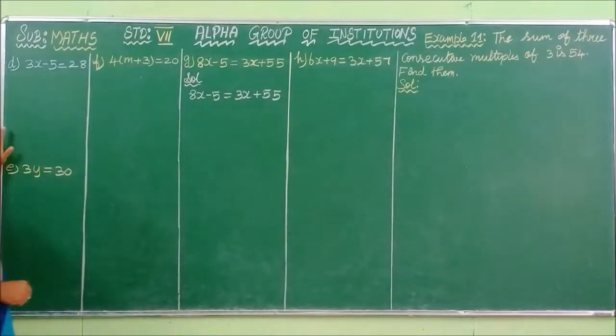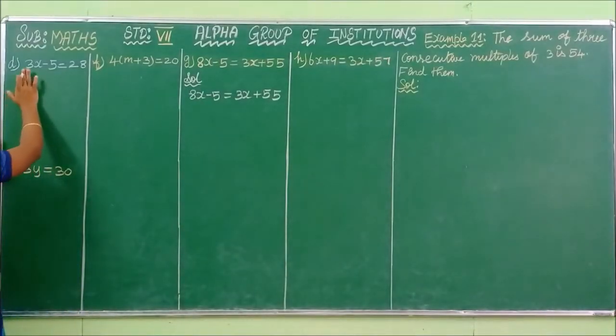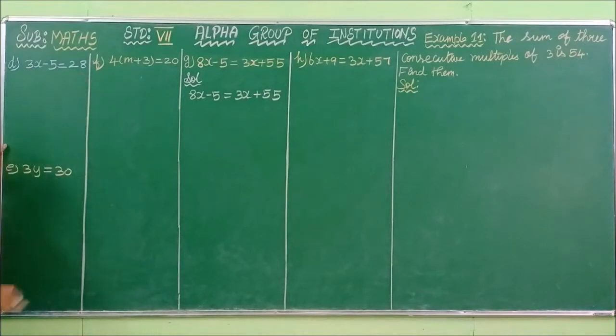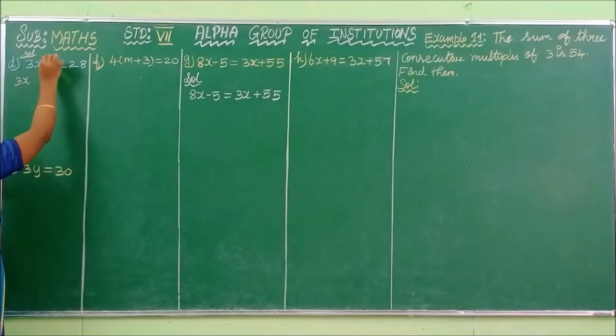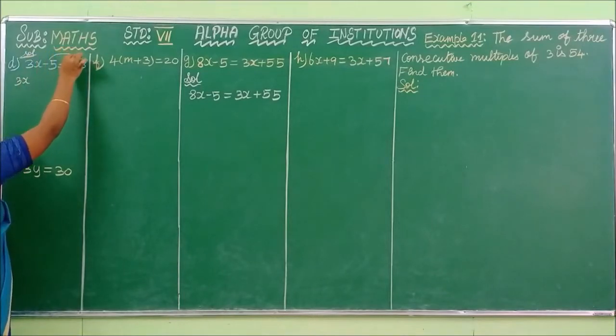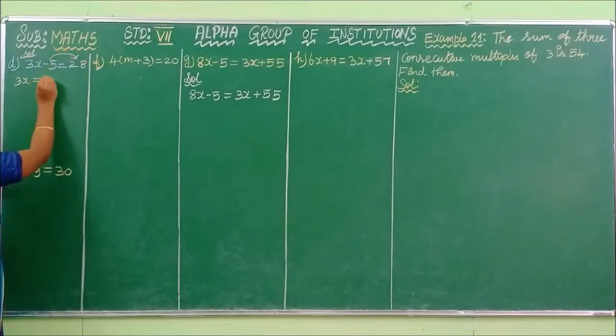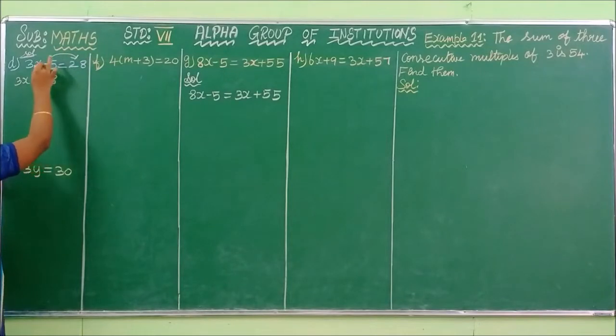Let us see some more examples, children. See this sum: 3x minus 5 equal to 28. We have to find the value of the variable x. For that, we have to free the value x. So 3x, we have to transpose this minus 5 to this side. So 3x equal to 28 minus 5.